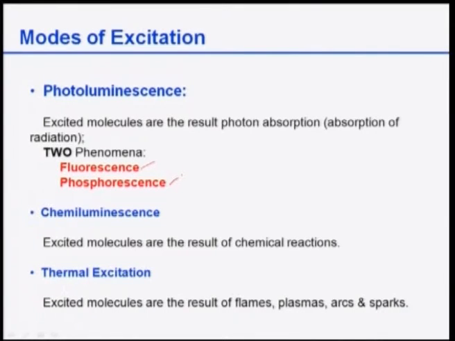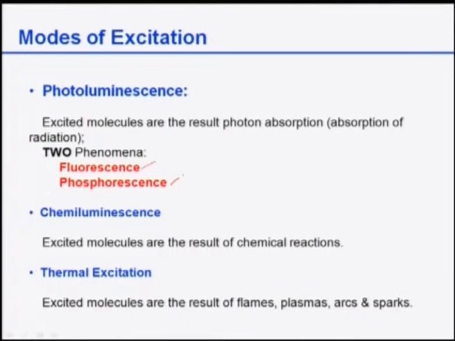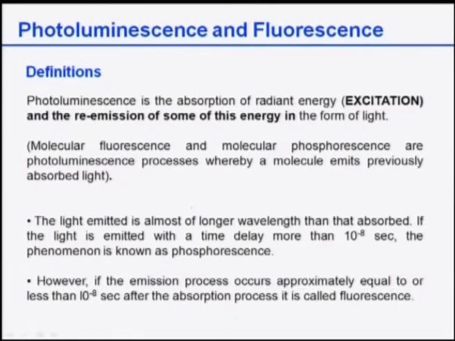And then you can also have chemoluminescence or chemiluminescence, that is, excited molecules can be the result of a chemical reaction. Certain chemical reactions can also lead to excitation of molecules, where electrons can jump from the ground state to excited states. Then heat can also be used for excitation, which is called thermal excitation. So, that means there are three modes of excitation. One is by photon absorption, the second one is by chemical reaction, and the third one is known as thermal excitation.